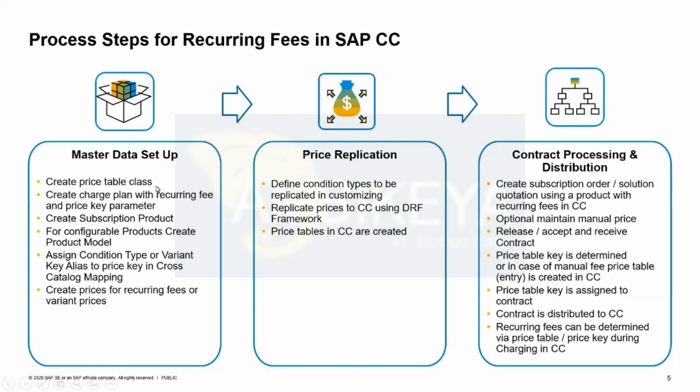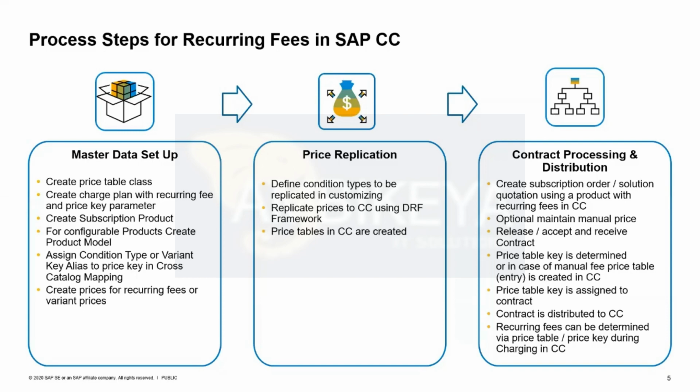So what are the steps that need to be done in the system? On CC side, first we need to create a price table class from the product master setup. From CC side in the system, you need to define a price table class. Then create a charge plan with recurring fee and price key parameter and a price table parameter. You should implement a pricing routine on how a recurring fee needs to be calculated and link it to the charge plan. You create a subscription product.